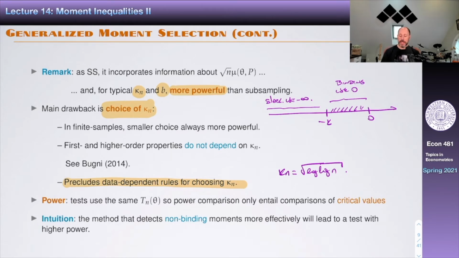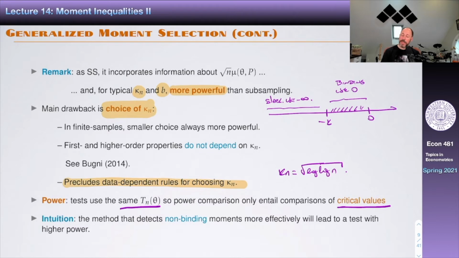So that's that. Now, when it comes to power, there's something cool about this, which is that all these tests are going to use the same test statistic. So talking about power is only talking about critical values. And what's the test that has the best power? The test that has the smallest critical value. So talking about power here is just comparing critical values. If you can tell me that one critical value is smaller than the other one, then you tell me that one method is more powerful than the other one, okay?